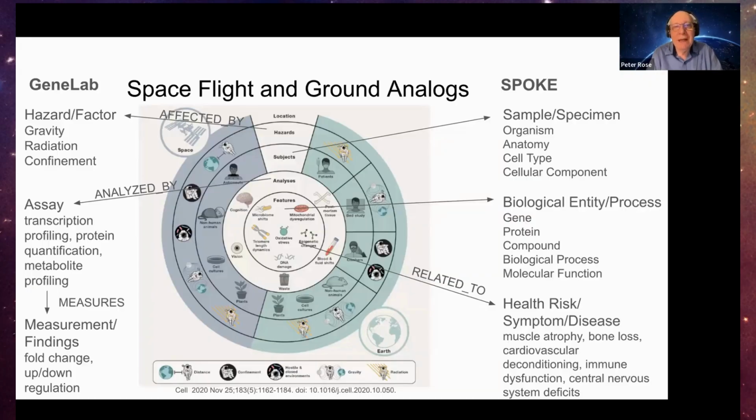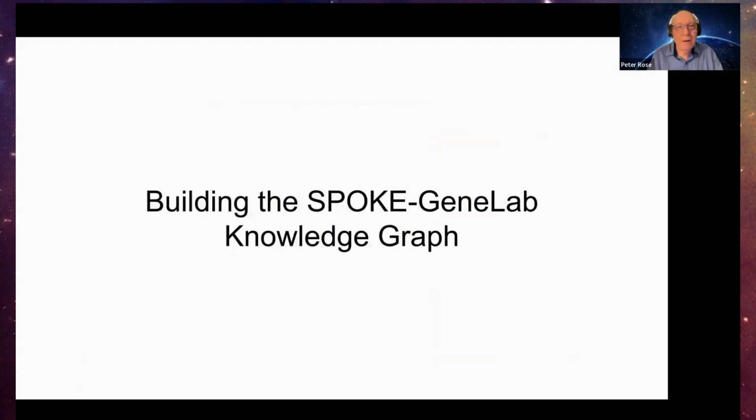Then on the spoke side, we can then map the organisms, be it mice or human or something else. We can map the anatomy, what kind of tissue or organ was involved in this study, what cell type. We can map this to biological entities, such as which genes are up or down regulated, to compounds, to biological process and molecular functions. And then, Spoke knows all about diseases and symptoms, so we can map this to whatever, muscle atrophy and bone loss and cardiovascular deconditioning, etc. So this basically is the linkage between GeneLab and Spoke.